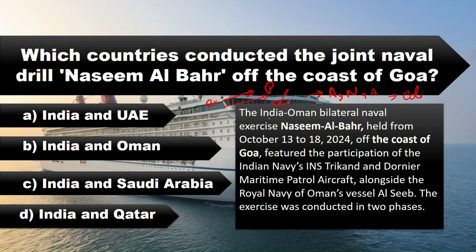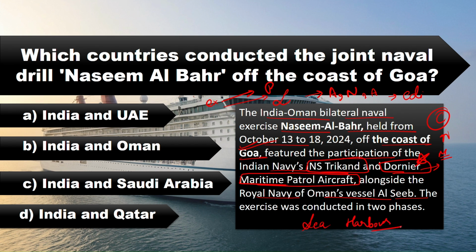So recently, India and Oman bilateral naval exercise Nasim al-Bahar was held from October 13 to 18, 2024 off the coast of Goa. So it was conducted in Goa. Also, the participation seen from the Indian Navy was INS Trikand and Dornier Maritime Patrol aircraft. Okay, important. You're going to tell me about Dornier: where was it originally manufactured and from which country did we actually import it? You're going to tell me in the comments about it. Alongside, we had the Royal Navy of Oman's vessel Al-Seem. The exercise was conducted in 2 phases. The 2 phases are always your sea phase and your harbor phase when you talk about it.